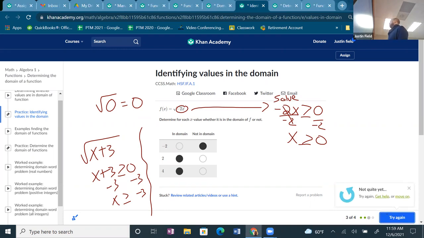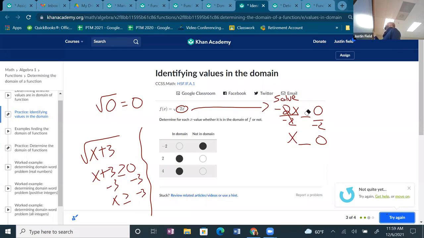Oh my goodness, this is not good. Do you know what? I know what I did wrong. What did I do wrong? Does anybody know? You know? I did not flip my inequality sign.